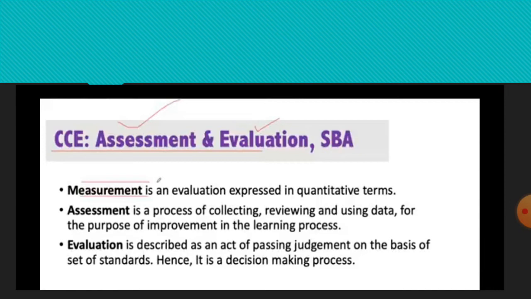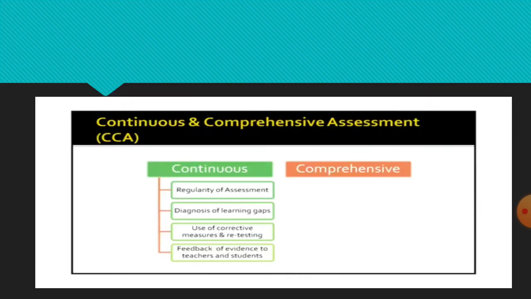So now we are going to discuss CCE. We know the words; there are three terms in continuous comprehensive evaluation. One is continuous, the second is comprehensive, and the third is evaluation. We have learned about evaluation in the last class, and we are going to learn the words continuous and comprehensive in detail. So what is continuous?